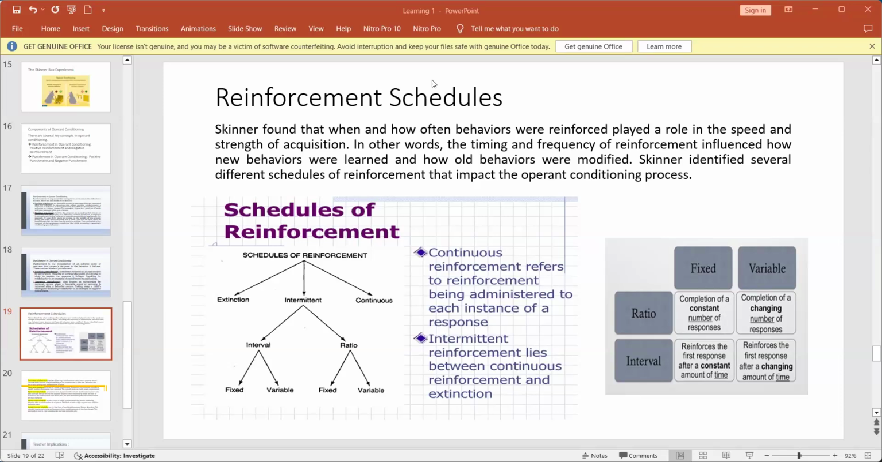Ratio. Right. So this month I'm having 12 hours. Next month I'm having 16 hours. Is it fixed or variable? Variable. So it is variable ratio intermittent reinforcement schedule.